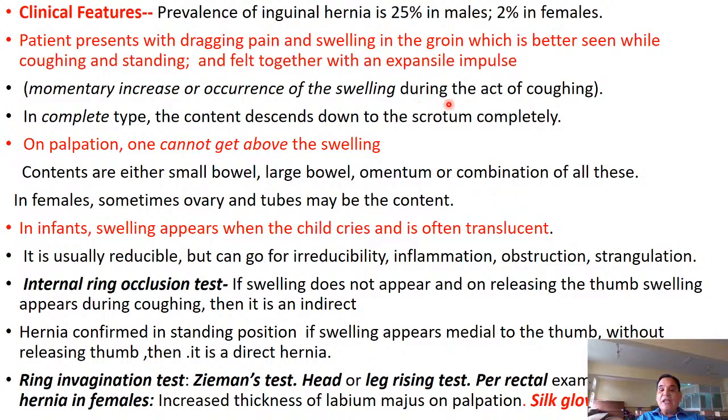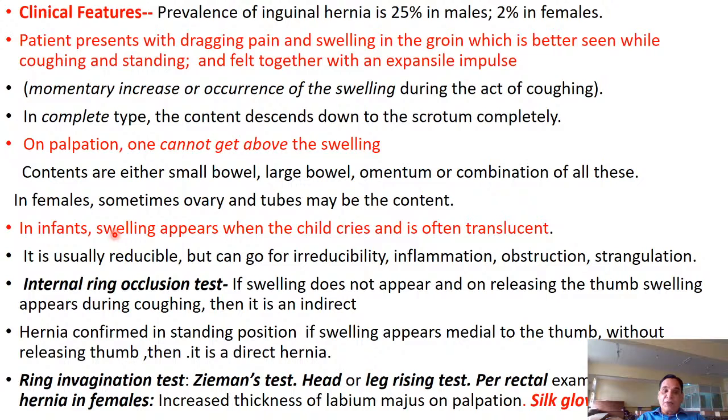But we are talking of an incomplete hernia. If complete, there will be continuous descent right up to the scrotum. So this hernia is called a complete hernia. The major differentiation from the hydrocele is that one cannot get above the swelling. You must remember this by heart. In a hernia up to the scrotum, you cannot reach above the swelling, which is possible in the case of hydrocele. Okay. What are the contents? Commonest is mesentery, omentum, small bowel, then large bowel, or any combination of them. Any combination of these can come into the hernia sac. In females, you may get ovary or tubes.